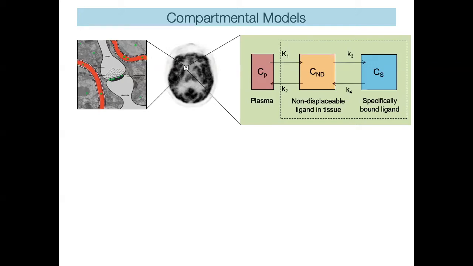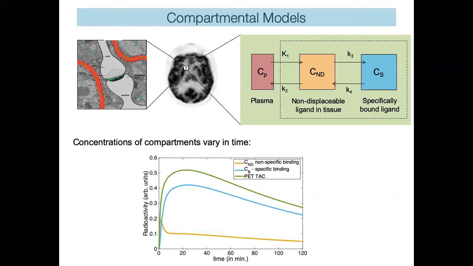This is an example of a model where you can express the concentration of radiotracer you have in plasma, the concentration you have in non-displaceable or free tissue, like free floating in tissue. And then you, of course, have the specifically bound ligand that you want to measure. This is a typical time activity curve, the PET signal over time, for non-specific binding and specific binding, just to give you an idea of how they can vary in time.